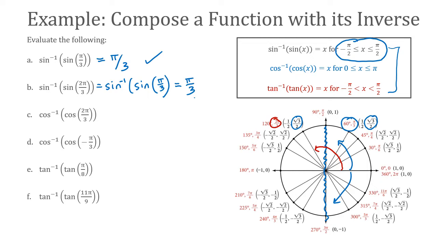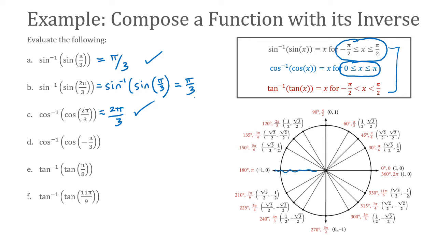Okay? Let's try part C. Part C says inverse cosine of the cosine of 2 pi over 3. Is 2 pi over 3 within 0 to pi? And the answer is yes, it is. So that answer is done. It's really nice when it's in there. Bam. And let me just erase a little bit here because those circles were for sine. Okay. For cosine, we are between, like I said, from 0 to pi. So we're either in the first quadrant or the second quadrant, and we saw that 2 pi over 3, sure enough, was in the second quadrant.